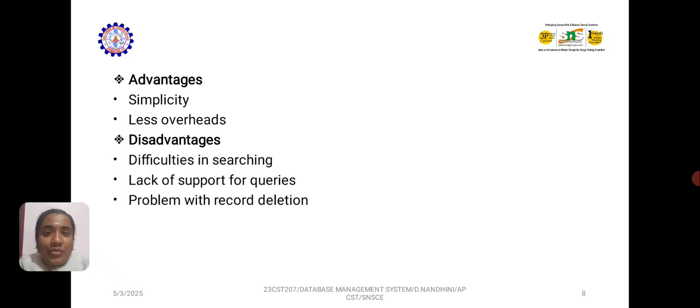The advantage of sequential addressing is that it is very simple, so it has less overhead. Overhead means it is not getting overlapped. Next are the disadvantages. It is very difficult in searching. There is a lack of support for queries. There is a problem with record deletion, because it is in a sequential manner. Suppose you need to delete the central record, it will be a problem for us.